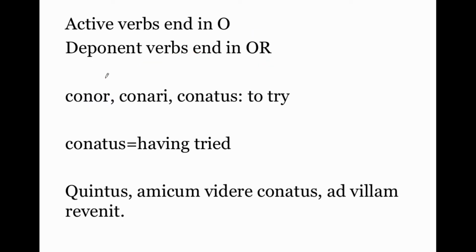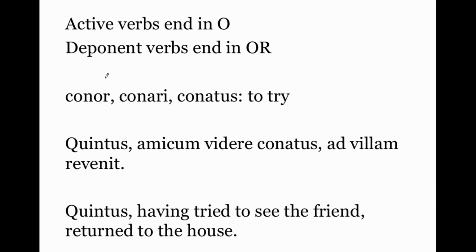Here it is in a sentence. Quintus, amicum videre conatus, ad villam revenit. Quintus, having tried to see the friend, returned to the house. Okay, so having tried to do something, expressed, of course, by an infinitive, and the infinitive takes the direct object amicum.